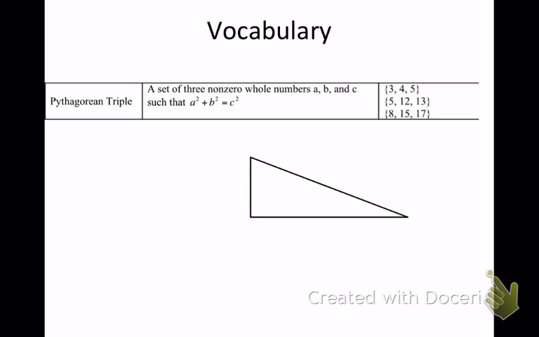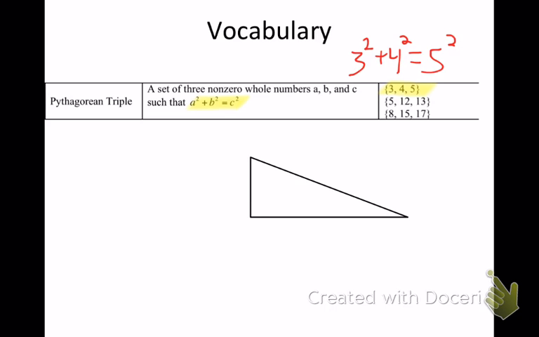First thing you identify is a Pythagorean triple or Pythagorean triplet. A Pythagorean triple is a set of three non-zero whole numbers a, b, and c such that a squared plus b squared equals c squared. Essentially what it means is that when you use the Pythagorean Theorem, you plug in whole numbers, you're going to get a whole number out. For example, 3, 4, 5. That would be like saying 3 squared plus 4 squared equals 5 squared, which is true. 3 squared is 9, 4 squared is 16, 9 plus 16 is 25, square root of 25 is 5. 3, 4, 5 is a Pythagorean triple.